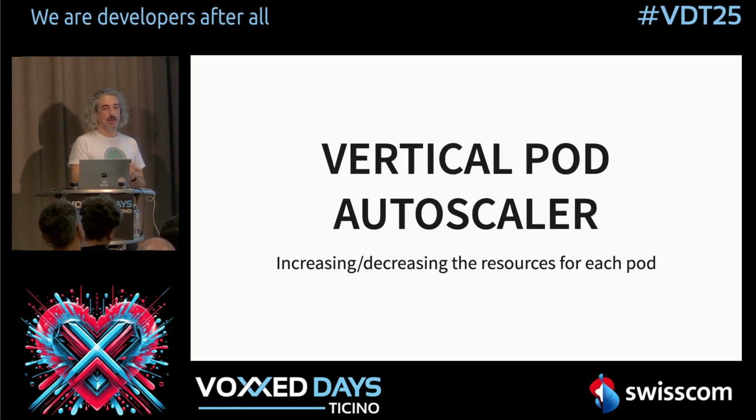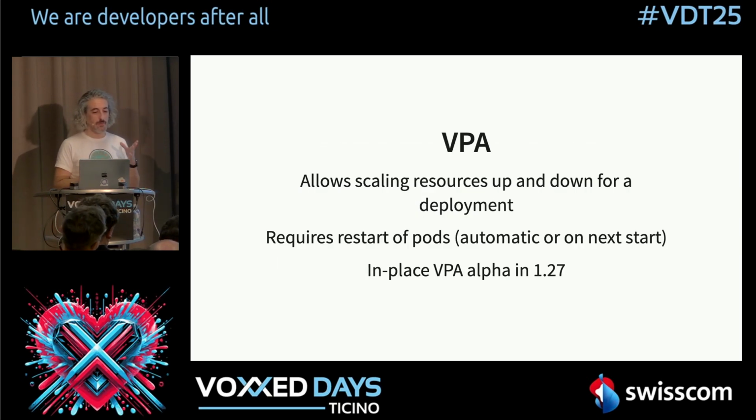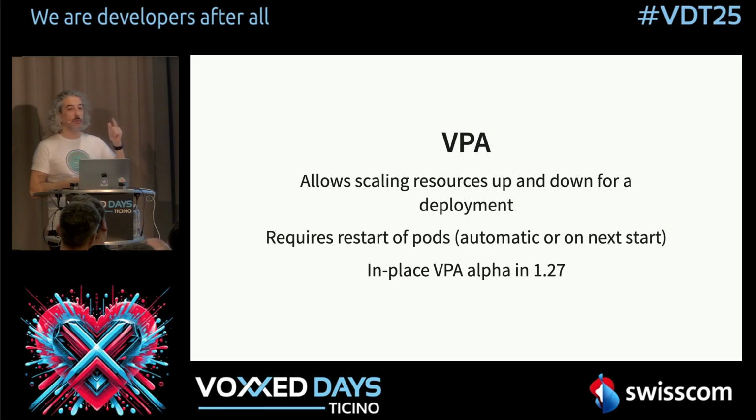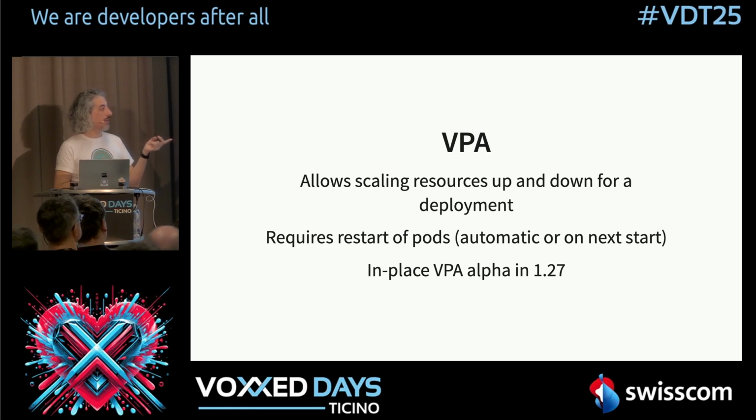The other autoscaler you have in Kubernetes is the vertical pod autoscaler, which increases or decreases the resources of each pod. It's called the VPA. For each deployment, based on some metrics, you can say, give this pod, or this container in this pod, more CPU or more memory. The problem with VPA until Kubernetes 127 is that it requires a restart of pods. Now it's in place: VPA is available in 127.